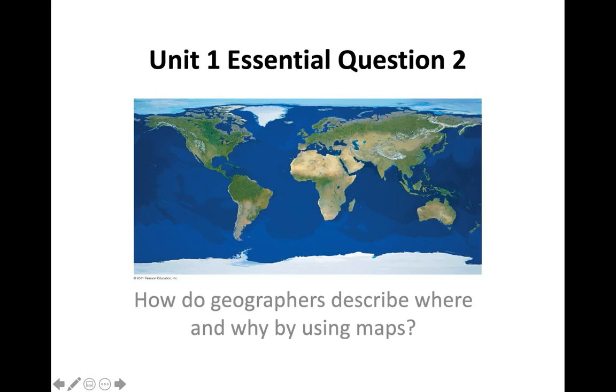Welcome back. Today we are going to take a look at our second set of notes for Unit 1. These sets of notes are broken down into two essential questions. The first one is, how do geographers describe where and why by using maps?